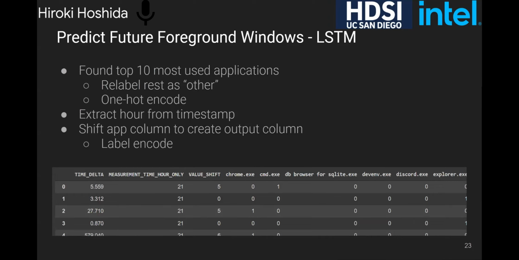In order to make our data compatible with the Keras model, we needed to make a few pre-processing changes to our data. First, we obtained the top 10 most used applications in the dataset and renamed the rest to other. We found that some applications only showed up once or twice in the dataset, and omitting these during training raised our model accuracy tremendously. Then we extracted the hour from the timestamp. Then we created the output column by shifting the application name column by 1. Finally, we one-hot encoded the application names to create our final feature set. After pre-processing, we split the data into training and test sets with a 70-30 ratio.